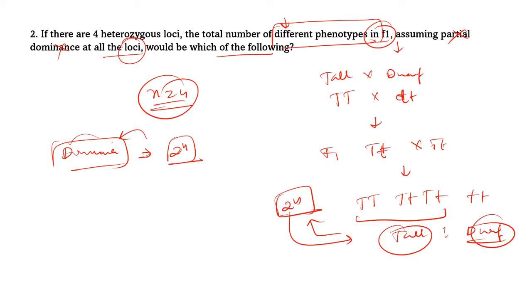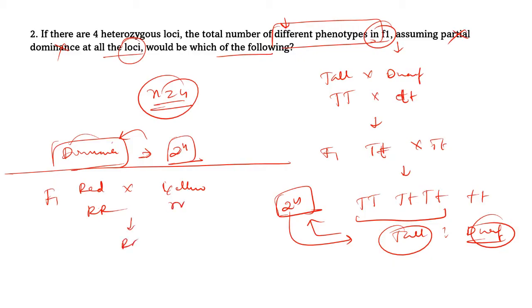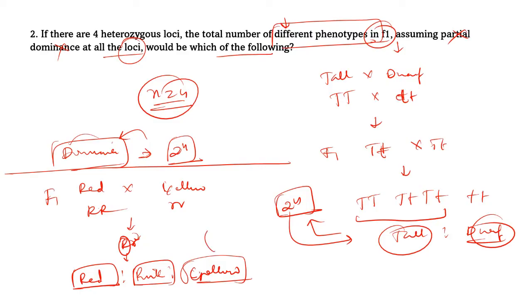But in case of partial or incomplete dominance, we know that if we cross the F1, let us take color now, red into yellow. If this is the F1, and capital R is partially dominant over small r, in that case we are getting 3 different phenotypic classes. Red might be pink or any other color, and lastly it's yellow. So we are clearly getting 3 different phenotypic classes, right? So the formula changes to 3 power n. If they are asking for partial dominance or incomplete dominance, the formula will not remain 2 power n. To find the different phenotypic classes, it will be 3 power n in this case.